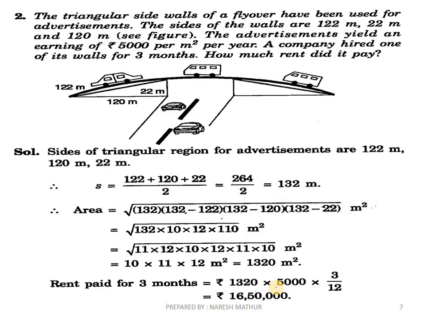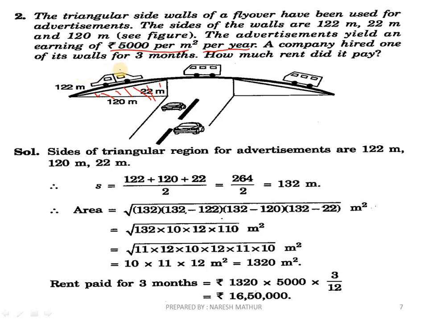Now the second question says a triangular side wall of a flyover has been used for advertisement. The sides of the walls are 120 meter, 22 meter and 120 meter. We are talking about this triangle. And the advertisement yields an earning of 5000 rupees per meter square per year. A company hired one of its walls for 3 months. How much rent did it pay?